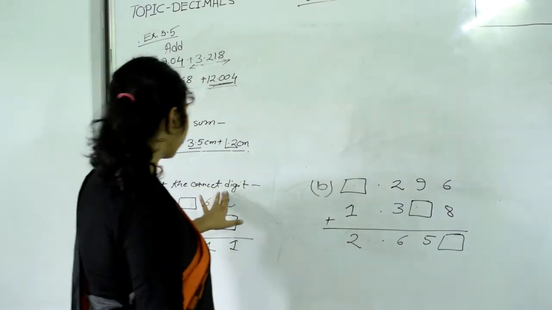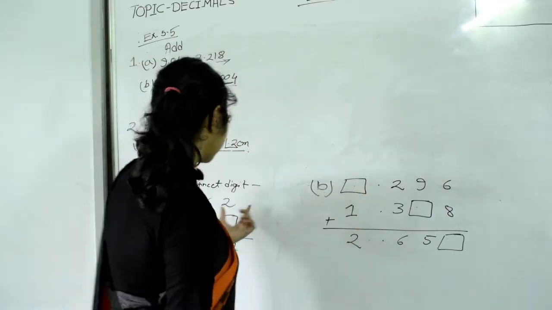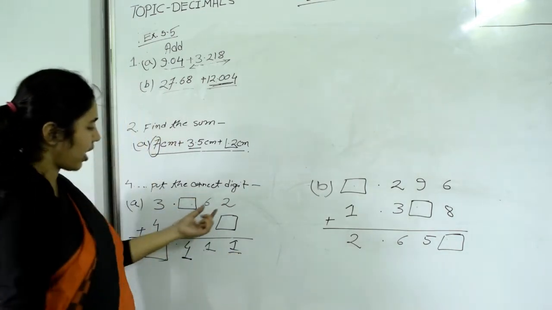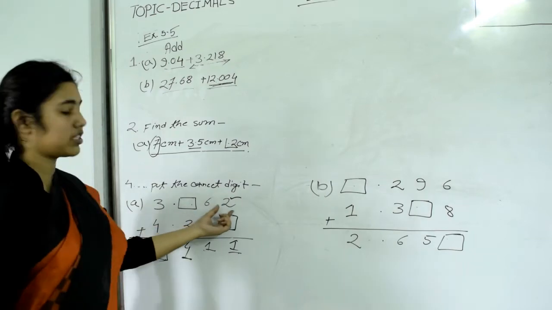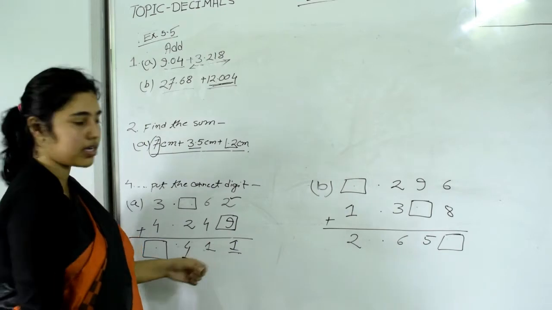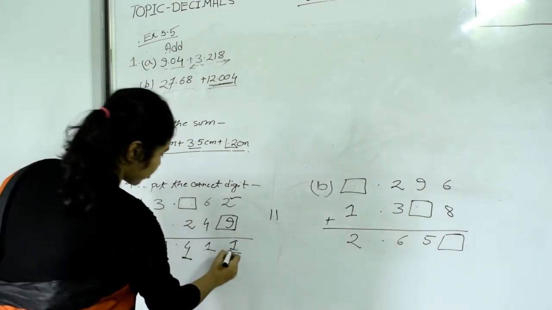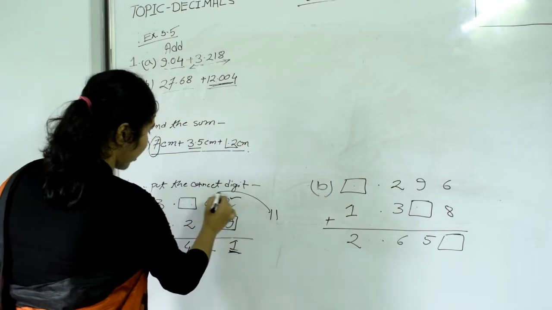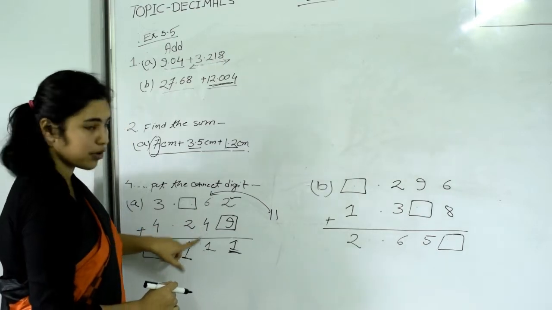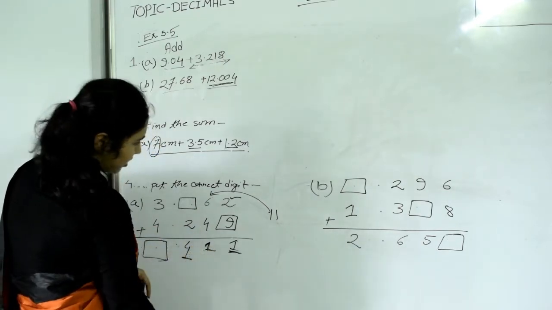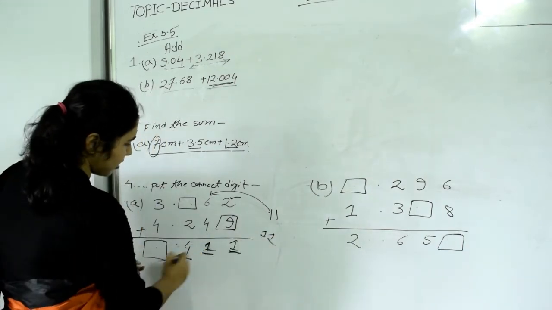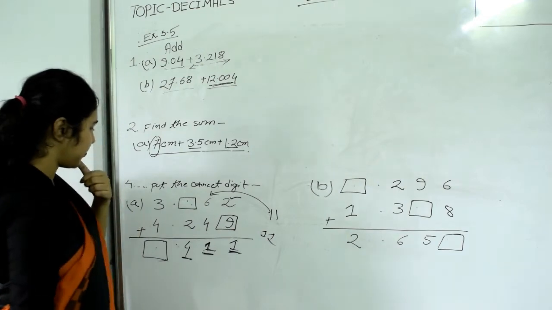So here we have to put the correct digit in these boxes. Okay? So first, the sum is 1, right? Our first digit is 2. So if we add 9 with 2, it will give us 11, right? So write 1 here and take this 1 and add with 6. It will give us 7. Now 7 plus 4, 11. So again 1 is here. Take this again 11. So 1 is here. Now take this 1 here.